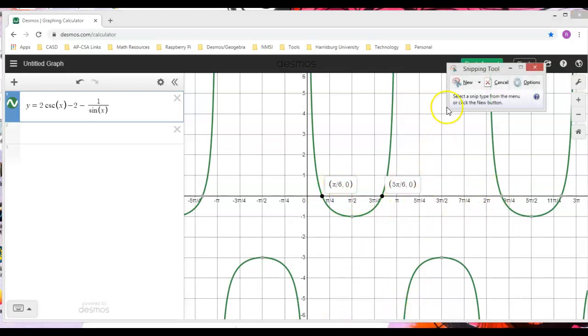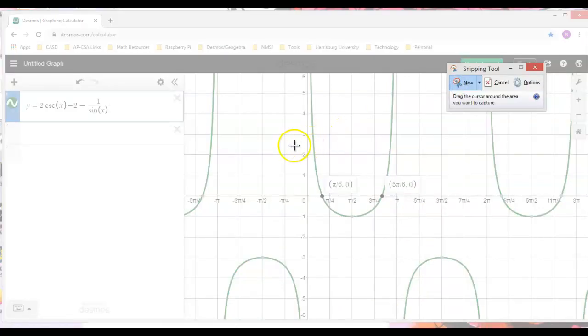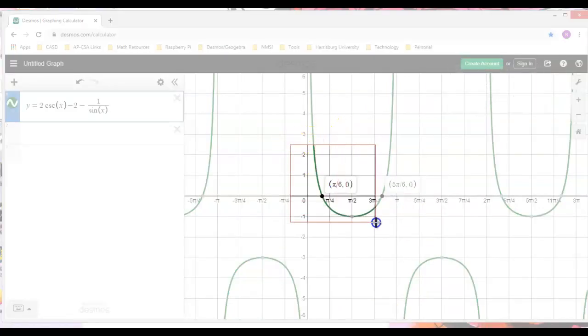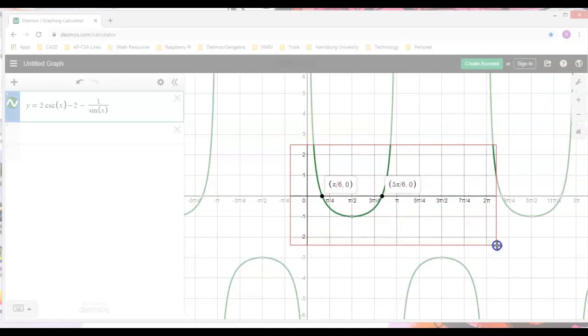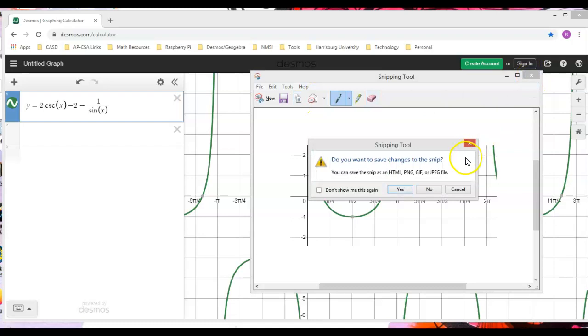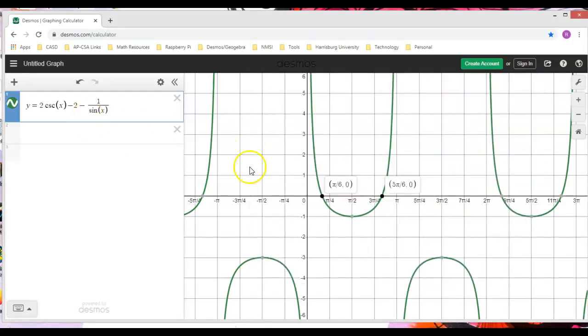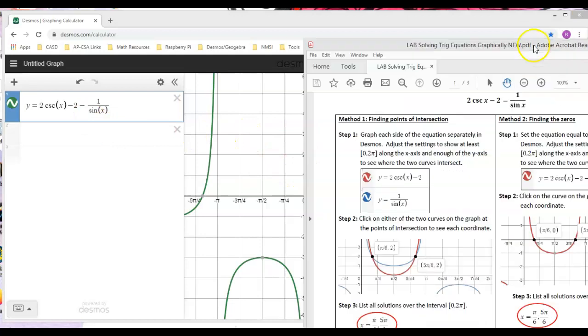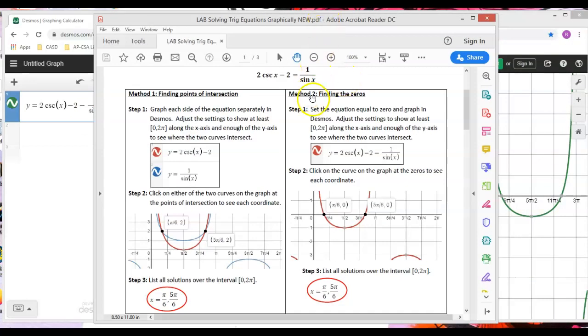So we'll open up the snipping tool, click New, and then we would drag a box that shows all the solutions in that interval, one lap around the circle from 0 to 2 pi. And that's the image that you would want to save a backup and then copy here with the copy button and paste it into the Word document if that was the problem that you were trying to solve. Okay, so again, that was the second method here in the math lab, on the front, method number 2, finding the zeros method.